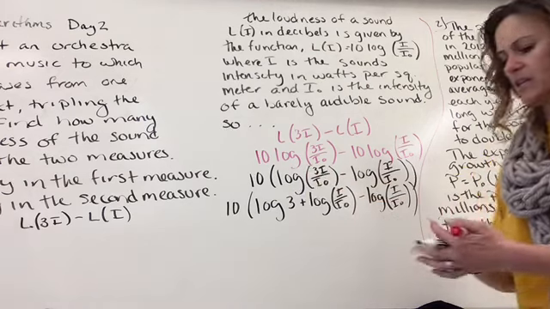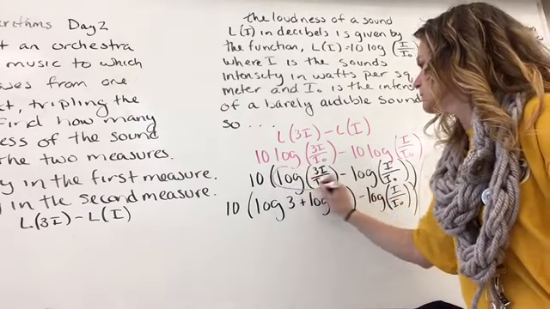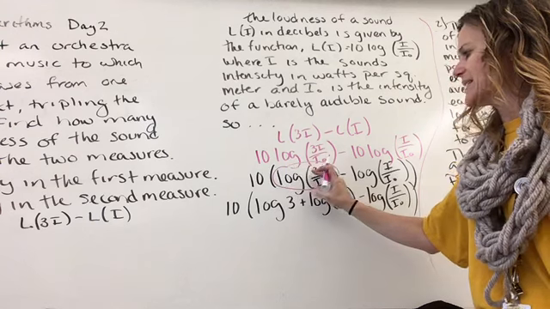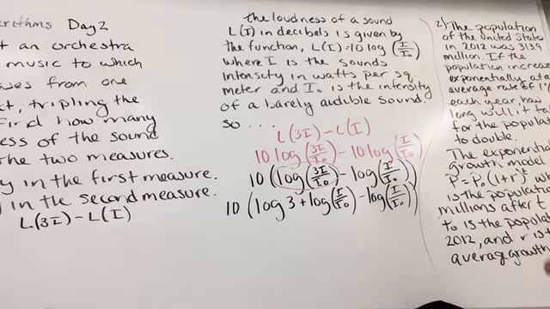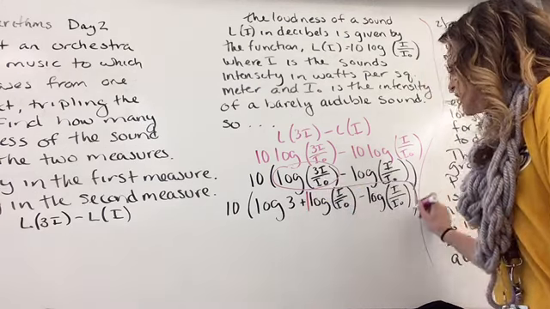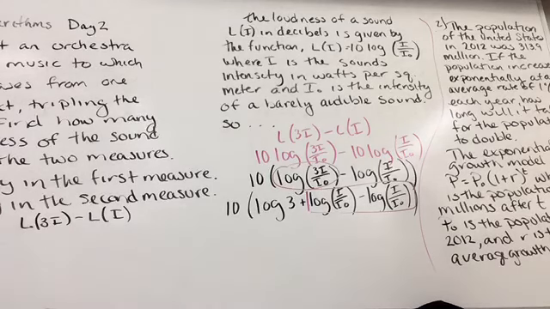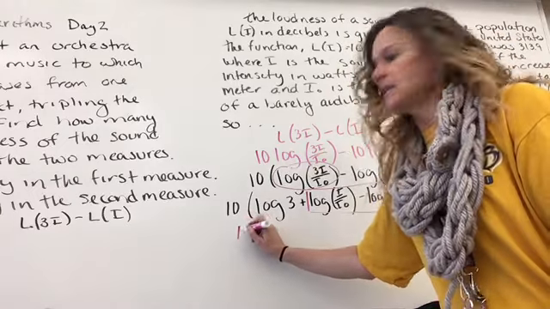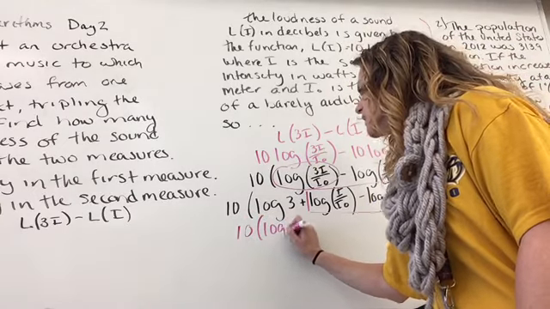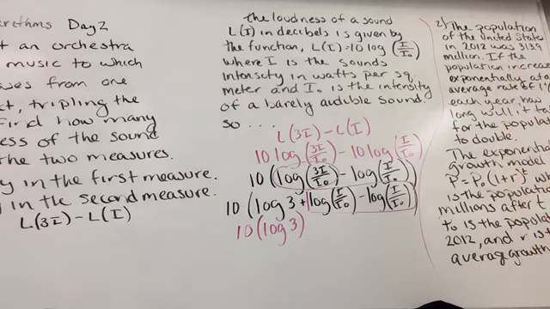So I just took this right here and separated the 3 from the I and the I sub naught. I pulled it out. Now, if I look very closely inside there, I have the log of I divided by I sub naught minus the log of I divided by I sub naught. Well, if I take something and subtract itself off, it just becomes 0. So this leaves me with 10 times the log of 3.